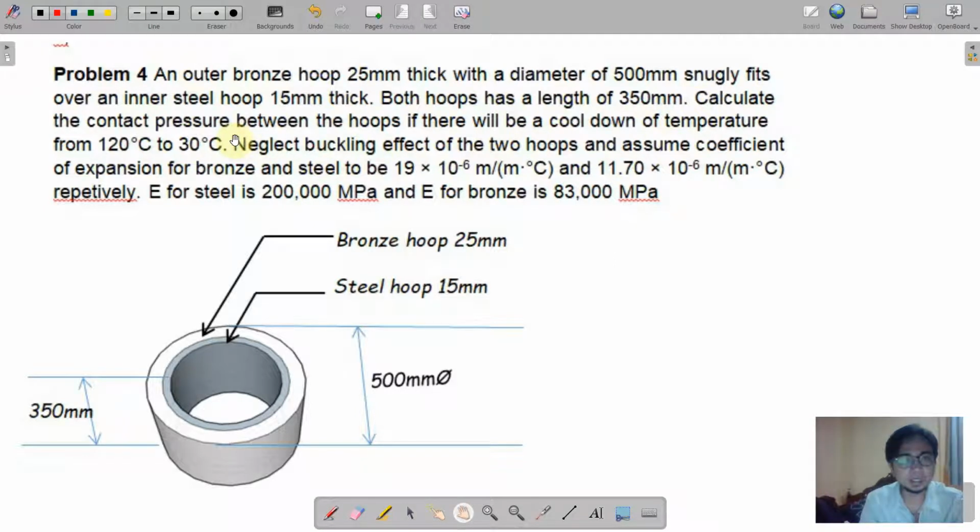Calculate the contact pressure between the hoops if there will be a cool down of temperature from 120 degrees to 30 degrees Celsius. Neglect the buckling effect of the two hoops and assume the coefficient of expansion for bronze and steel. So these are the values, 19 and 11.7. And the modulus of elasticity as well are given for the two material.